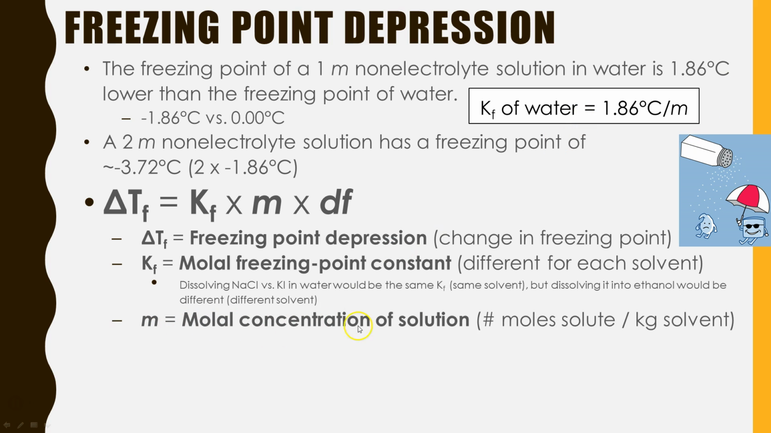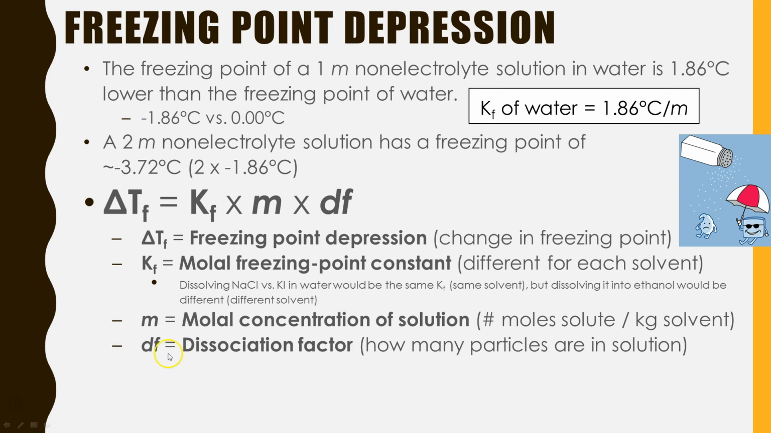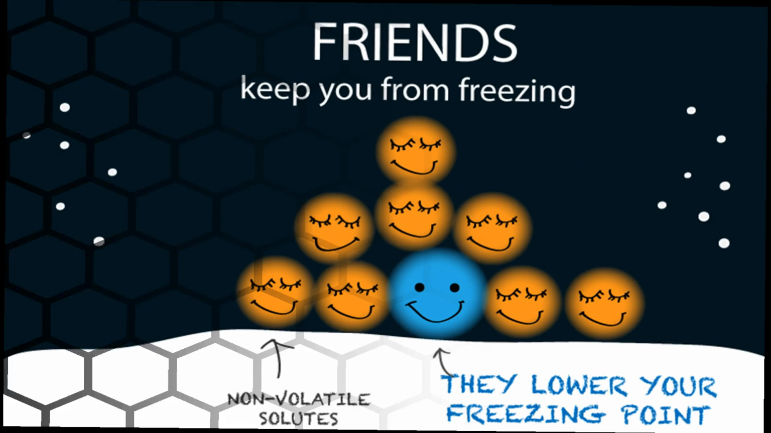M is going to be the mole concentration. Remember, that's number of moles solute divided by kilogram of solvent. And finally, DF is going to be the dissociation factor. Roughly, that's going to be how many particles are in solution. If there's only going to be one particle in solution, like sucrose when it dissolves in water, it doesn't actually break apart, that would be 1. If it's sodium chloride, that would be 2 because the sodium and the chlorine would be separate.